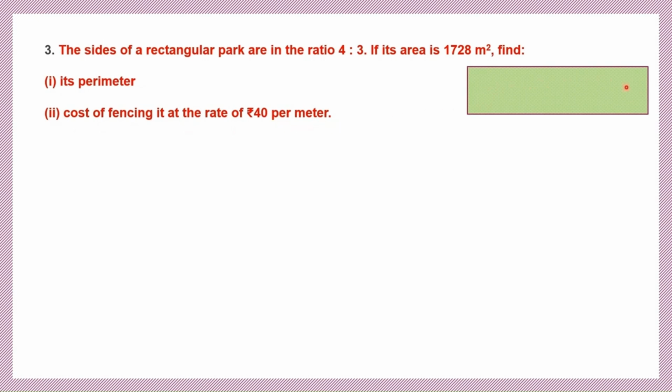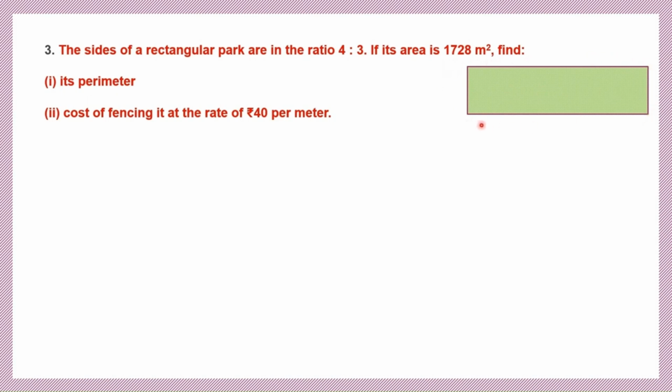So this is the rectangular park. Now the ratio of the sides are given. We have not been told what the length is or the breadth is, but we've been told what the area is. Area is this green portion inside. Now we have to find its perimeter. And what is the perimeter? Perimeter is this boundary, the border. The inside green portion is the area and perimeter is the border.